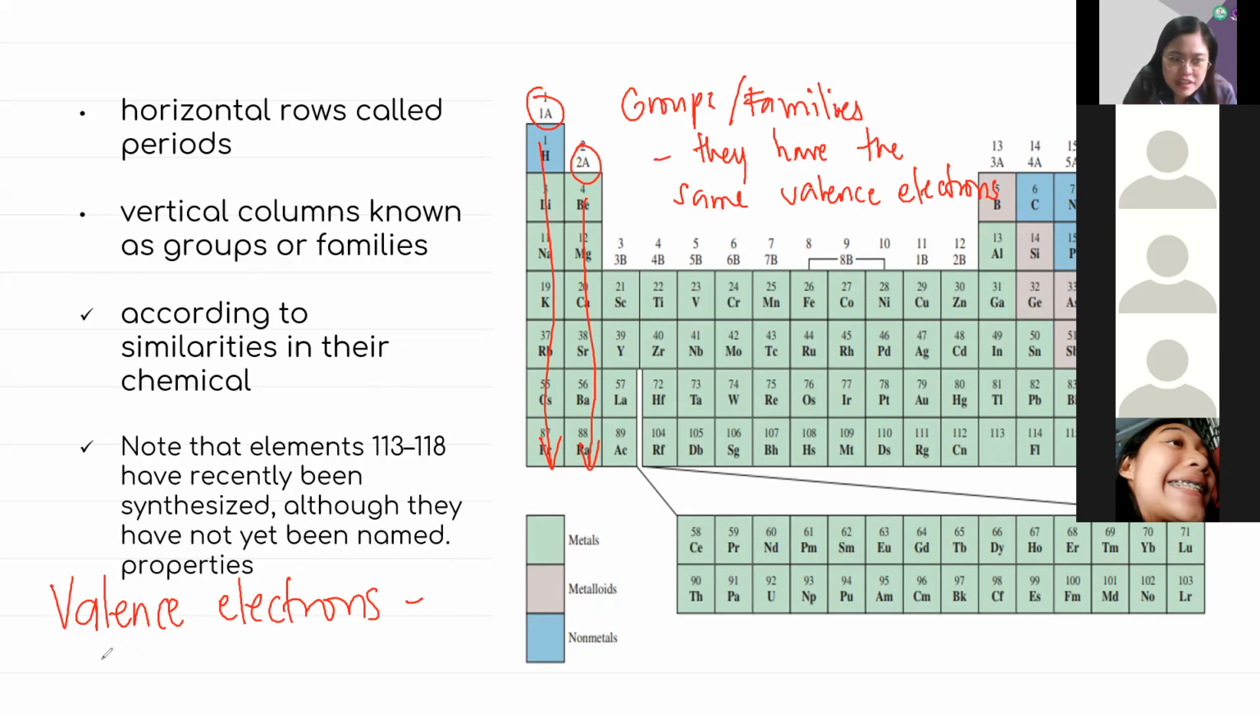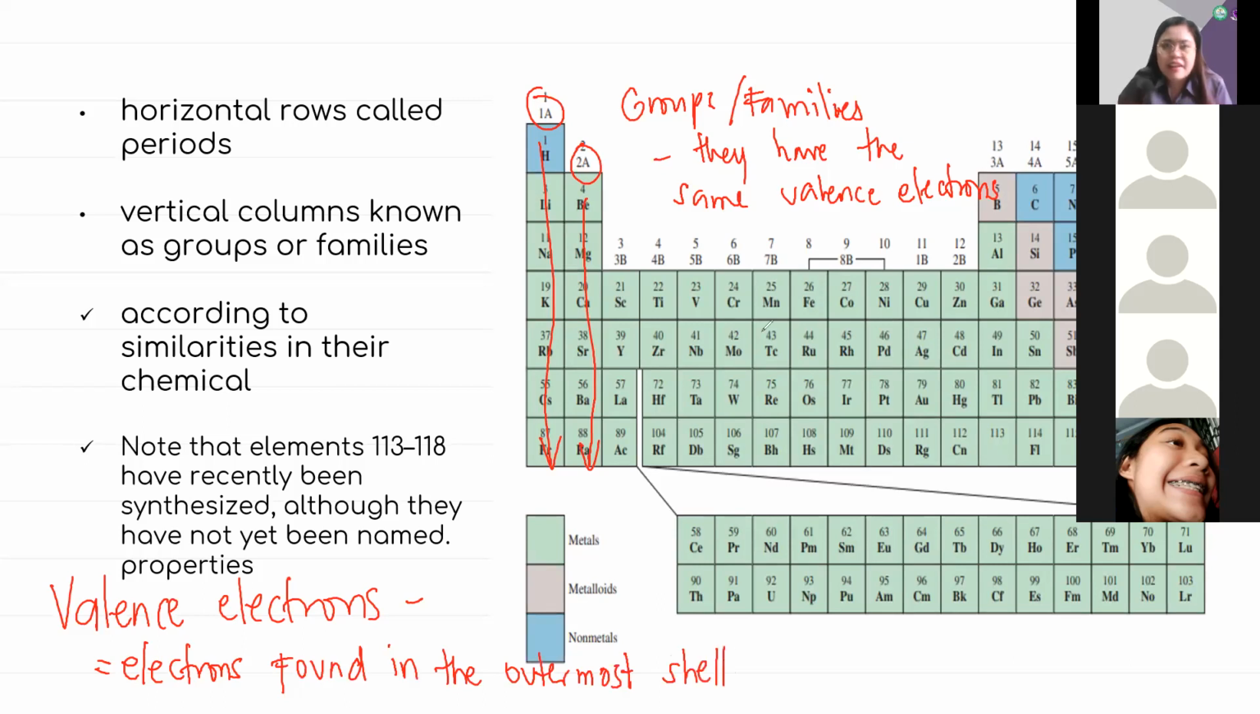Valence electrons are the electrons found in the outermost shell. Again, when you say valence electrons, they are electrons found in the outermost shell. Very good, Anne.